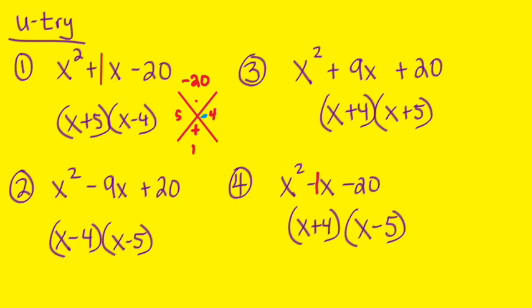On number 3, we have now got a positive 9 in the middle and a positive 20, so we know everything has to be positive. And lastly, on number 4, we have the middle term is negative 1. So we know that they have to have opposite digits to multiply to get the negative 20, but when they add up, they have to add up to be negative 1. I hope this is helpful, and next time we will do the AC method.